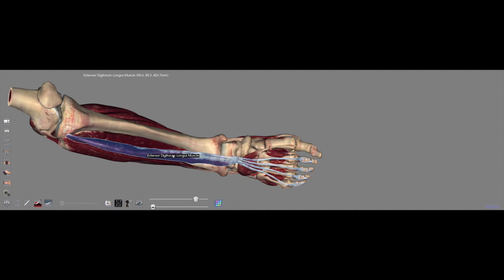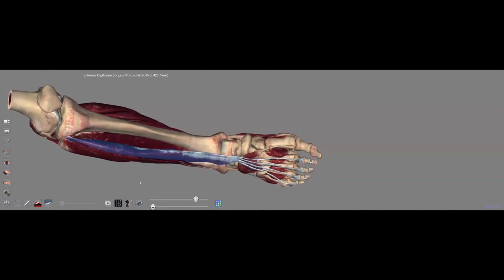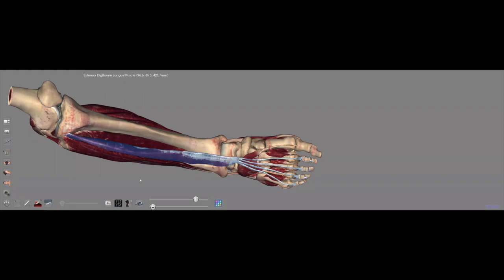Also known as the EDL, this muscle originates from the lateral condyle of the tibia and the superior 3/4 of the medial surface of the fibula. Additionally, it also has attachments onto the interosseous membrane running between the tibia and the fibula. Distally, the EDL attaches onto the middle and distal phalanges of the lateral 4 toes. Because of its orientation and attachments, this muscle serves to be the primary extensor of the lateral 4 digits, and it also contributes to ankle dorsiflexion.